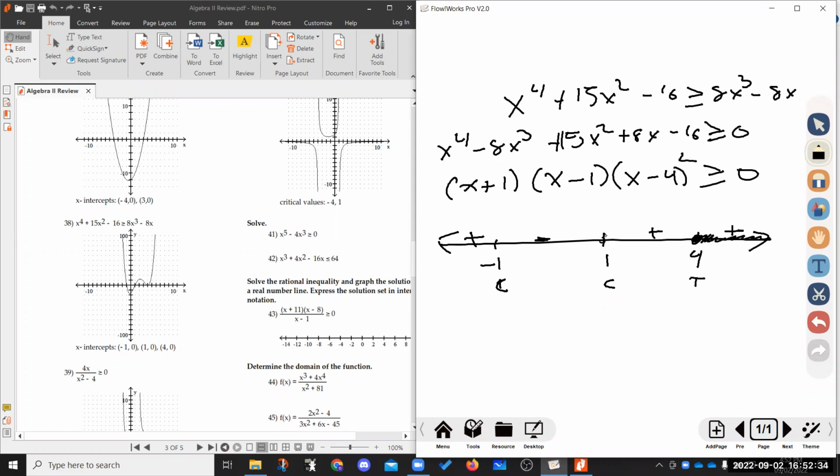So positive, equal to 0, positive, equal to 0, positive. So my solution is negative infinity to negative 1 included, union 1 all the way to positive infinity because everything is shaded here from 1 all the way to the right.